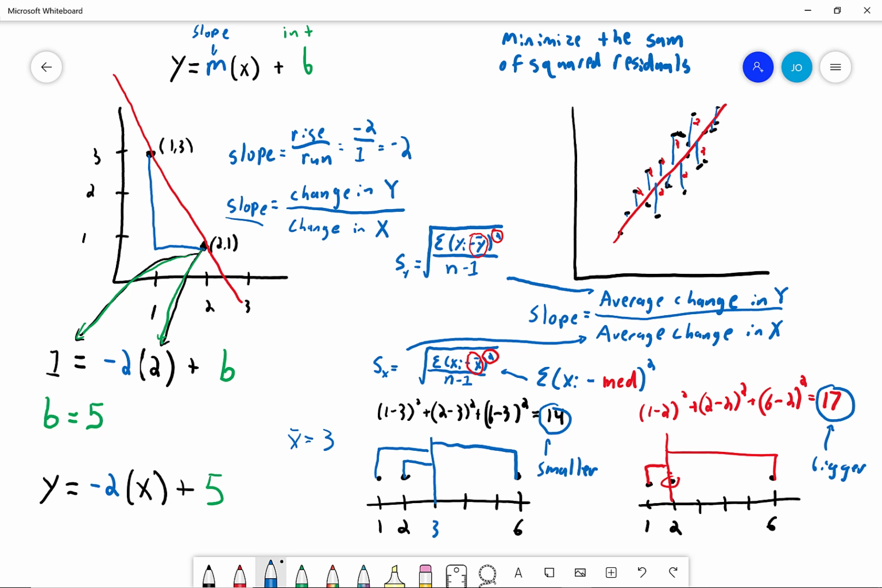Any other number in the whole entire world other than 3 in this set of data, 1, 2, and 6, you will get a bigger sum than 14. Any number in the whole entire universe. This is why this concept is so important, because we're minimizing our distances all while finding the average change of y over the average change in x. This will give us the slope that best fits our data.